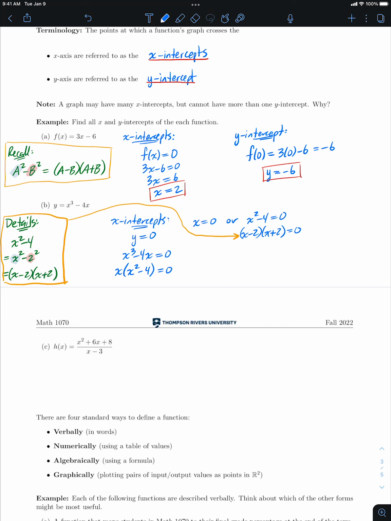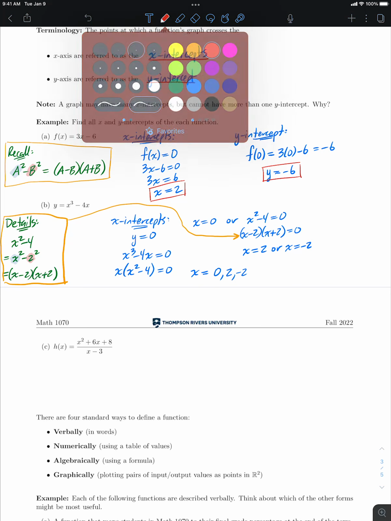Okay, well now again, what do we got here? We got a product, x minus 2 times x plus 2 is equal to 0. So the zero product property says that either x minus 2 has to be equal to 0 or x plus 2 has to equal 0. And the only way those two things happen will be if either x is equal to 2 or x is equal to negative 2. So there's an x-intercept, there's an x-intercept, and there is an x-intercept. Let's summarize our answer. So x is equal to 0, 2, and negative 2. Those are your x-intercepts.